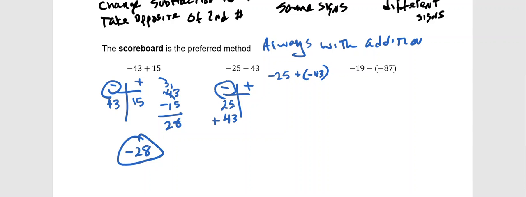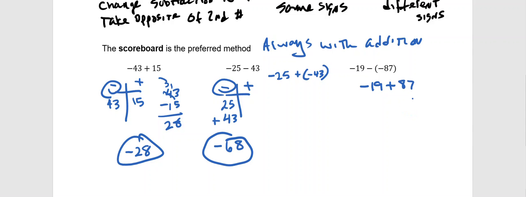So let's see. I'm going to get 5 plus 3 is 8. I'm going to get 4 plus 2 is 6. And again, I'm going to remember that my answer is negative because both numbers are in the negative column. And my outcome will be negative 68. One more time, I take a look. If I'm not addition already, I use KCO. So I'm going to rewrite this as negative 19 is my keep. Change, where I change from subtraction to addition. And I add the opposite of negative 87, which is 87.